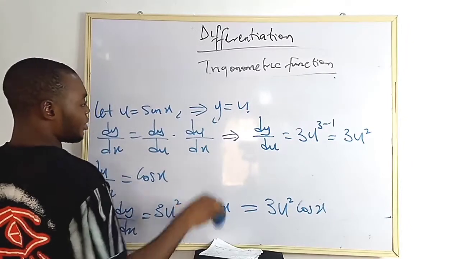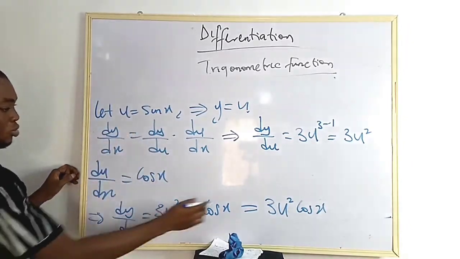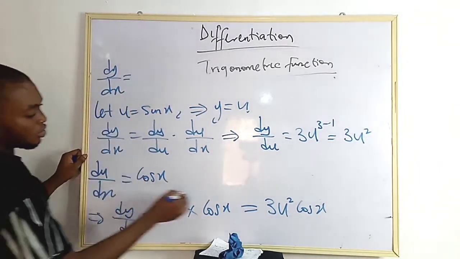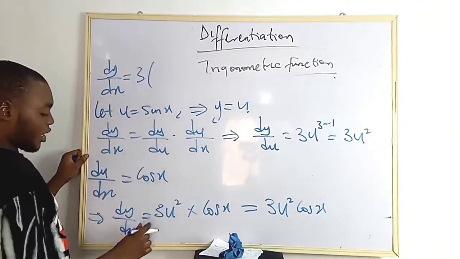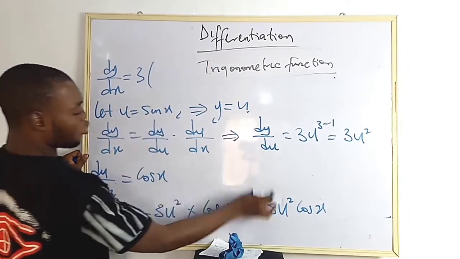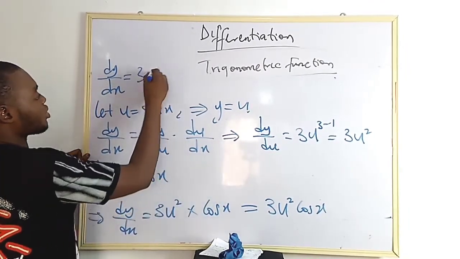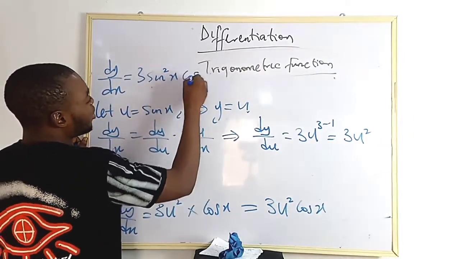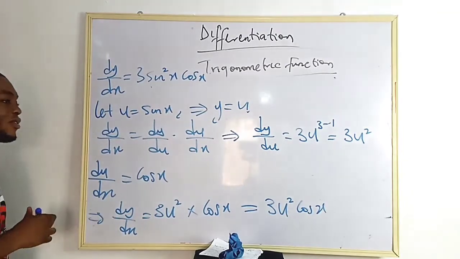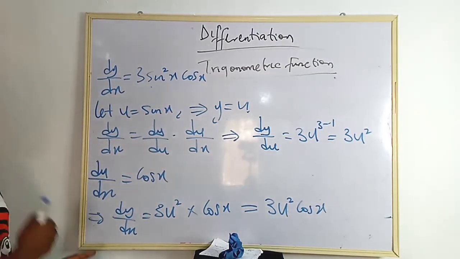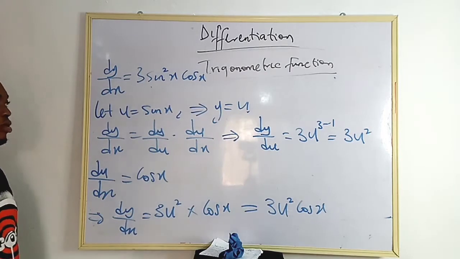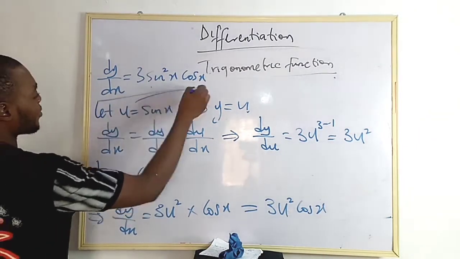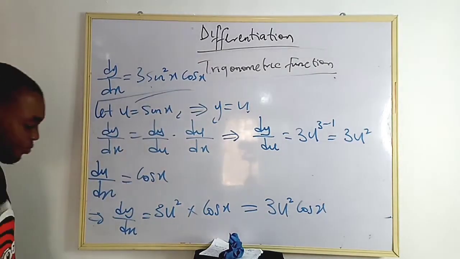That implies dy/dx will be equal to 3, and our u is sine x, so u squared will be sine x squared, or sine square x. So 3 sine square x cos x. That is the solution, the derivative of sine cube x.